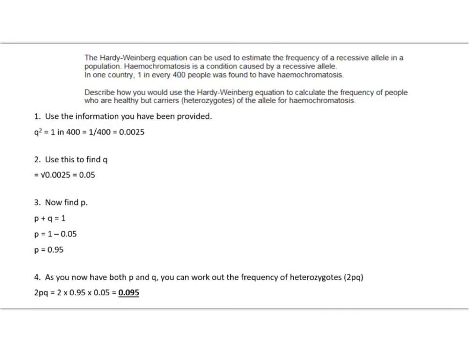And now to work out the frequency of heterozygotes, which is 2pq, it's 2 times p, which was 0.95, times q, which was 0.05, to give an answer of 0.095.